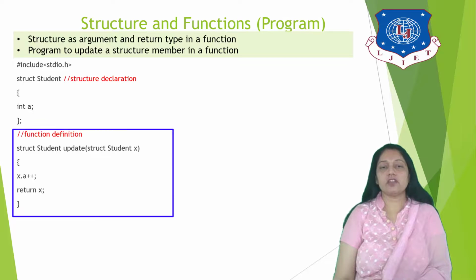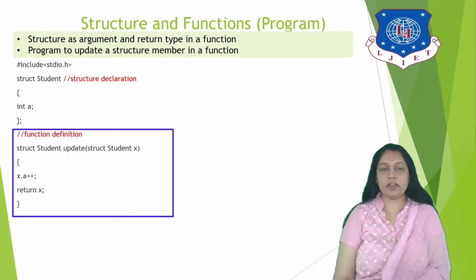Now I'll make a function. The name of my function is update, and inside update my argument is also a structure and my return type is also a structure. So how are you going to write down an argument as a structure? struct student. struct is the keyword, student is the tag name. Now declare the variable name also. The structure variable name here is x. This update function is also going to return a structure. So the return type would be struct student. So update is a function. The argument is a structure and the return type is also a structure.